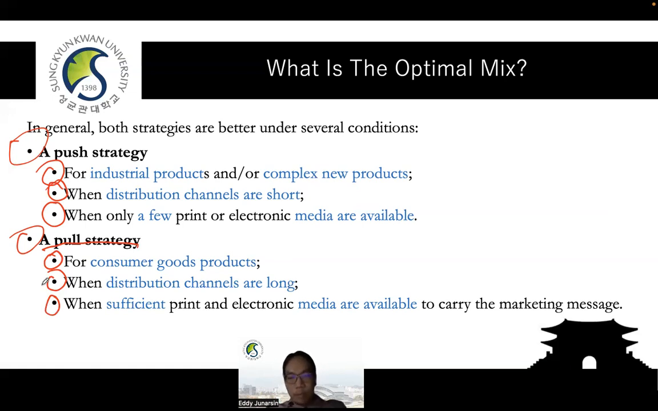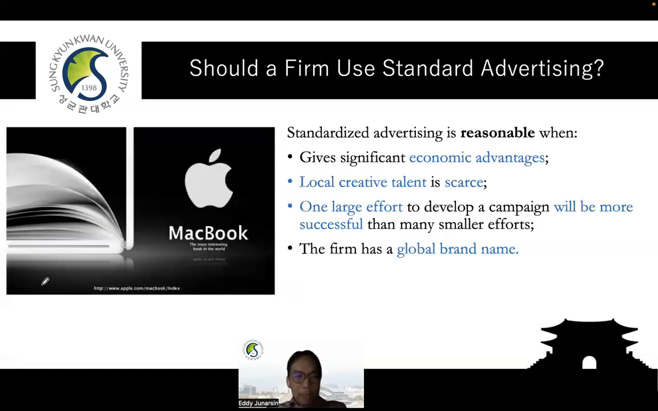But again, in reality, we could combine everything. For a certain product, we might use the push and maybe a little bit of the pull strategy as well. So it's not an entirely mutually exclusive decision where you have to abandon the other one. It doesn't work that way.